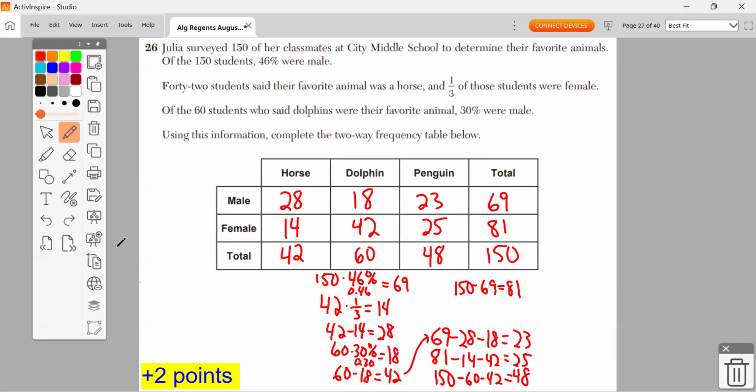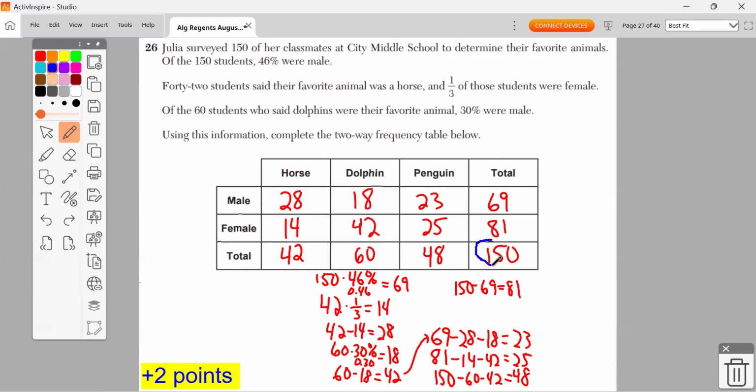In question number 26, this one takes a little bit of work, all right? You have to fill out the whole entire two-way table. You have to take it step by step. Julia surveyed 150 of her classmates. Of the 150 students, 46% were male.